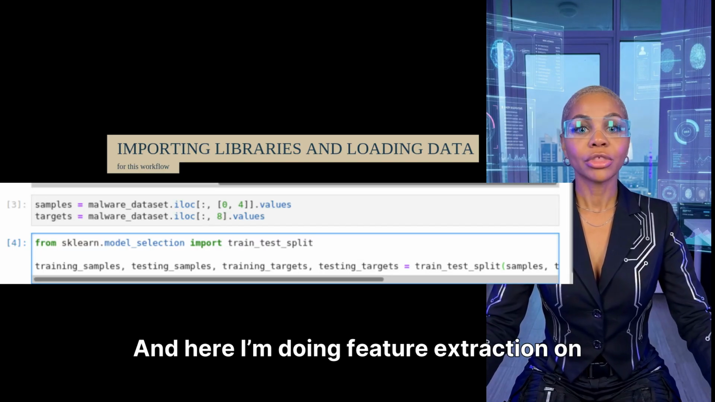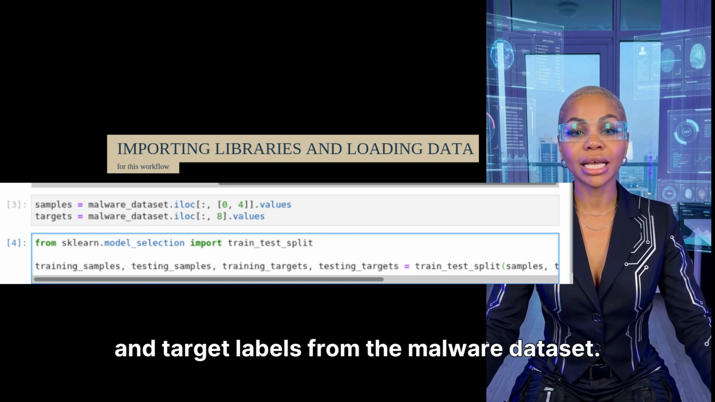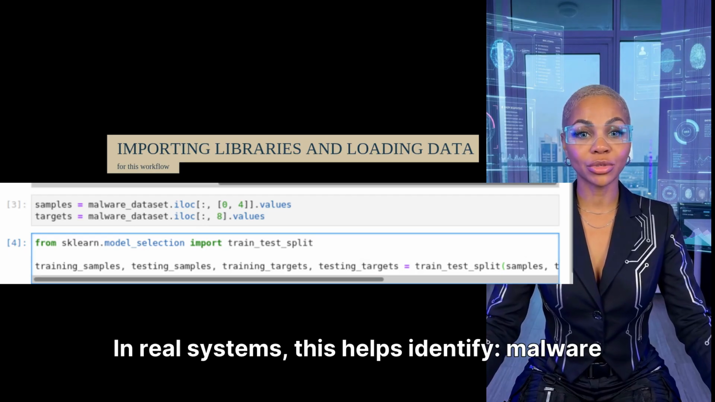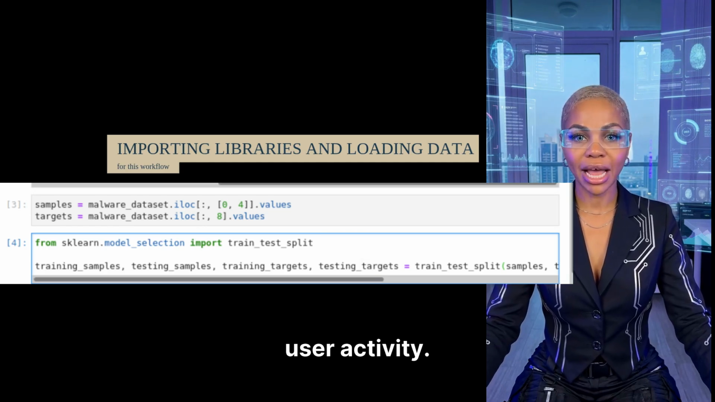And here I'm doing feature extraction on the samples and targets, the relevant features and target labels from the malware dataset. In real systems, this helps identify malware behavior, network anomalies, fraud patterns, or suspicious user activity.